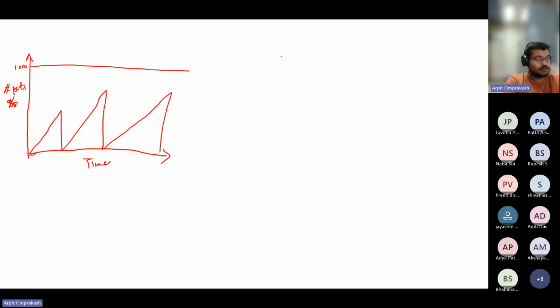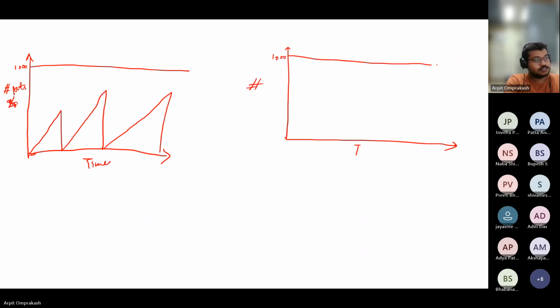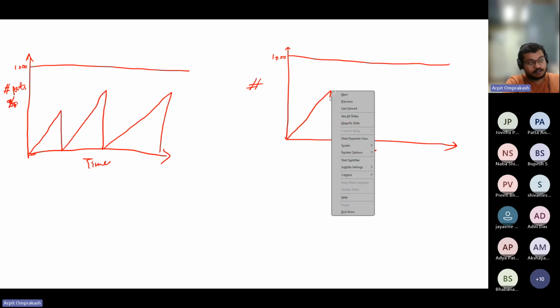Now, if you look at what happens with Hora, we have the same thing: time here, number of parts here, and this is 1,000. With Hora, he has put together some sub-assemblies, then the phone rings, so he has to put it down. Some of the parts that are not fully put together will fall, but the rest of the sub-assemblies that were put together will stick. So the next time after the phone, he can continue from here.